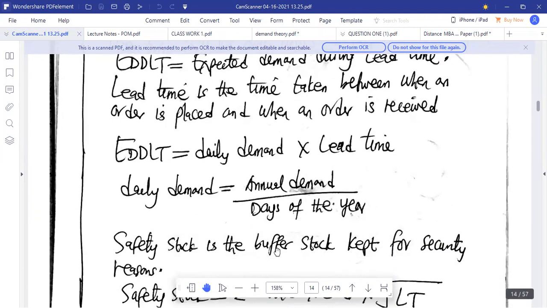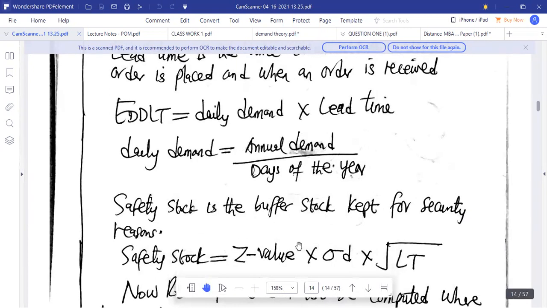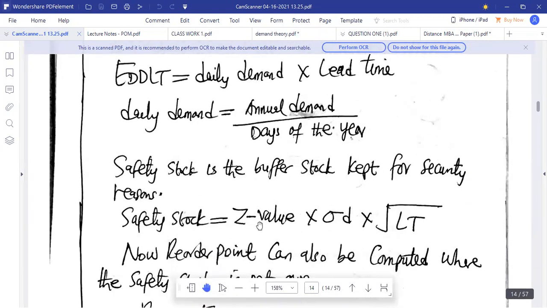Then safety stock is the buffer stock kept for security reasons. So safety stock is equal to Z value multiplied by the standard deviation of demand multiplied by the square root of lead time. Okay, so this is how you get a safety stock: Z value multiplied by standard deviation of demand multiplied by the square root of lead time.